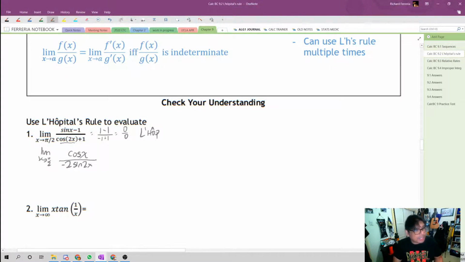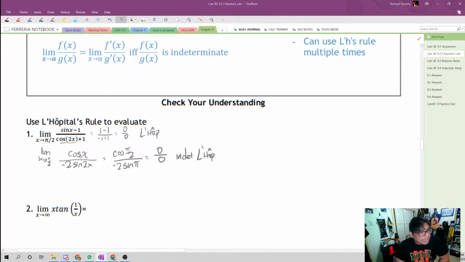Let's check if this is indeterminate now. If I substitute pi over 2, I get the cosine of pi over 2 over negative 2 multiplied by the sine of 2 times pi over 2, which is pi. And what do we got? We got 0 on top, and sine of pi is also 0. Hey, look at that, folks. This is still indeterminate. So we have to use L'Hopital's rule another time.